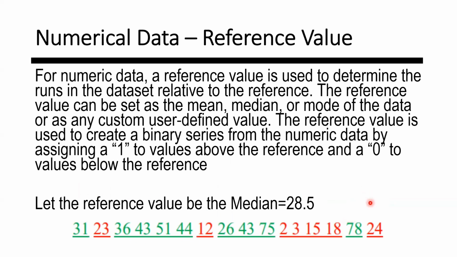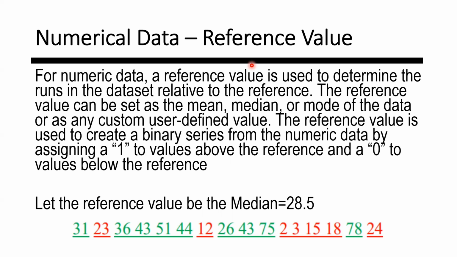For the numerical data, the first one is on reference value. For numeric data, a reference value is used to determine the runs in the dataset relative to the reference value. The reference value can be set as the mean, median, or mode of the data, or as any custom user-defined value. The reference value is used to create a binary series from the numeric data by assigning a 1 to values above the reference and a 0 to the values below the reference.